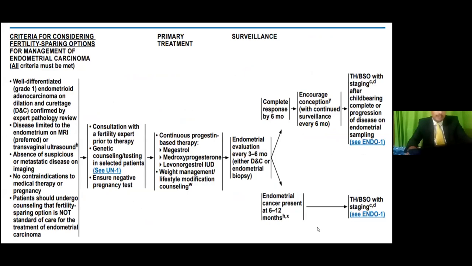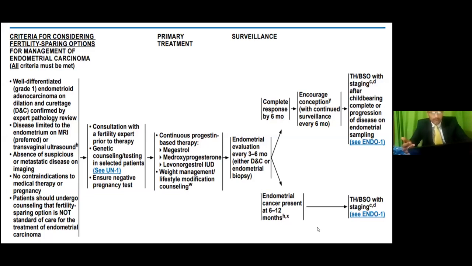And this is for the fertility sparing options. We do this whenever there is well-differentiated endometrioid adenocarcinoma on the dilatation and curettage, which is confirmed by the expert pathology, and on the MRI it is limited to the endometrium and there is absence of metastasis and there are no contraindications to the medical therapy, that is megestrol or the medroxyprogesterone or the levonorgestrel. These are the progestin based medical therapies which are given for the endometrial carcinoma, and patients should undergo the counseling.